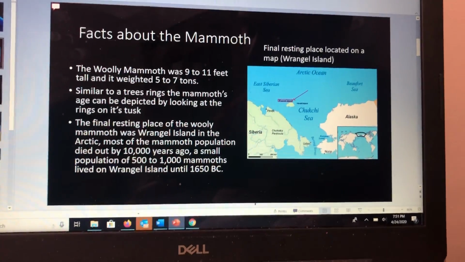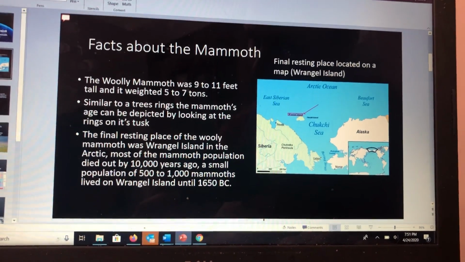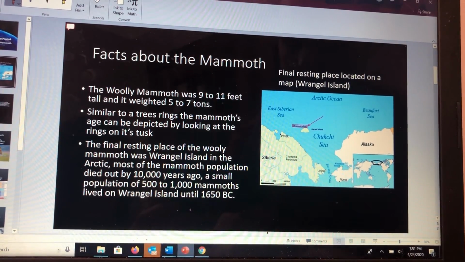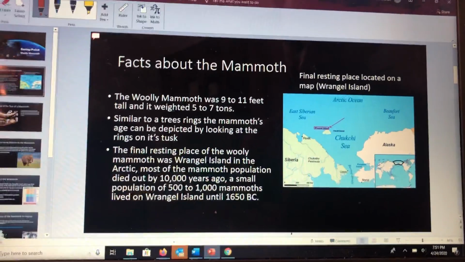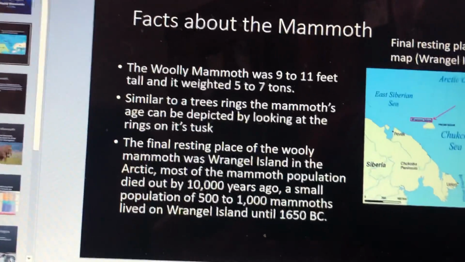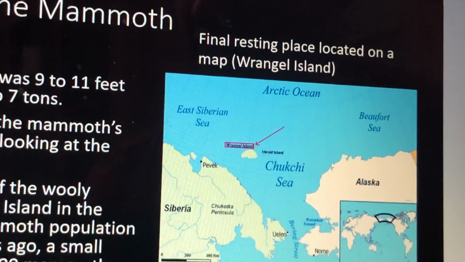Similar to tree rings, the mammoth tusk can actually depict how old the mammoth is just by looking at the rings on the tusk. I found that very interesting, considering that we just did a lab on tree rings and pre-fossils in determining ages.